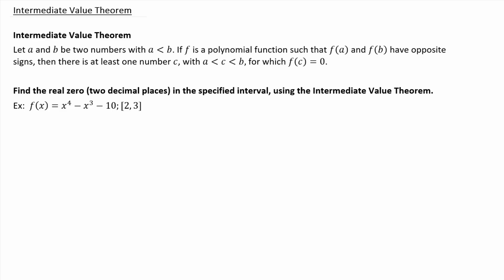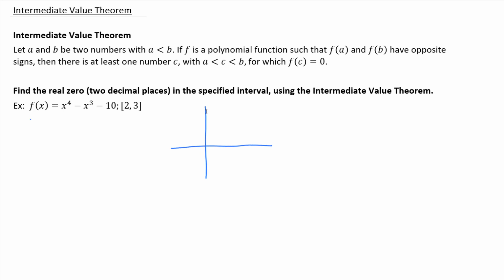Now let's take a look at an example where we want to apply the intermediate value theorem. It says find the real zeros to two decimal places in the specified interval using the intermediate value theorem. They give us the function f of x equals x to the fourth minus x cubed minus 10, on the closed interval from 2 to 3. We can draw this initially to give you some more insight.